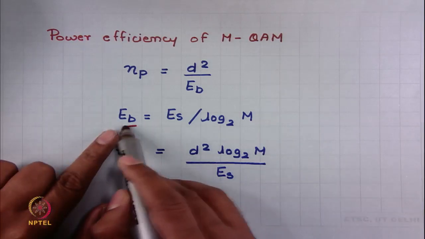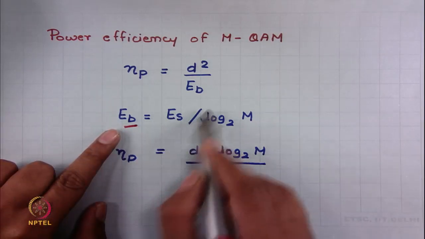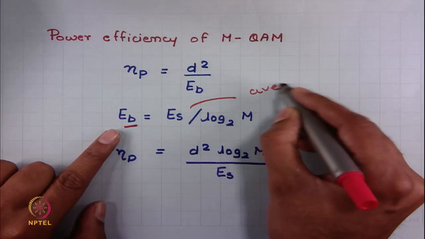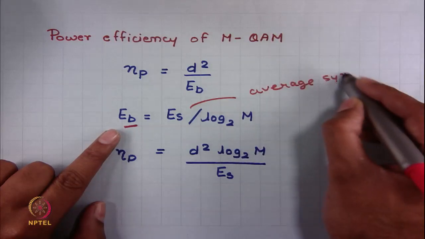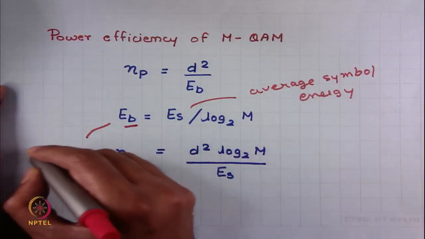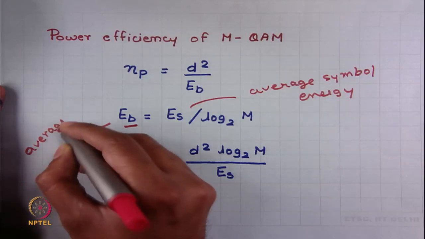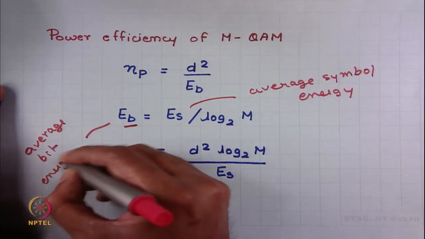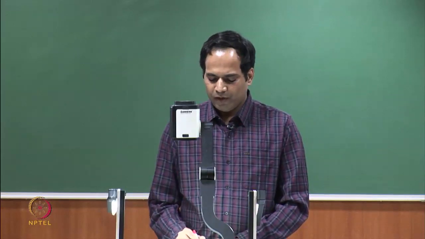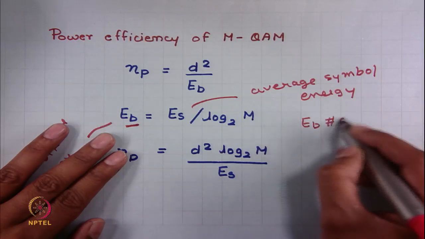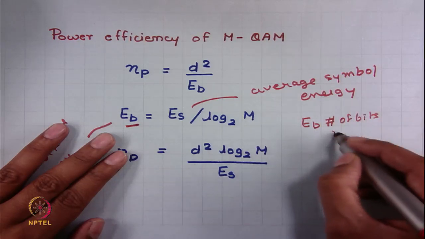And what is this Eb? Eb is Es by log to the base 2 of M. So, Es is the average symbol energy and Eb is the average bit energy. Sometimes I also call this average bit energy as bit energy, because it is obvious that we are only interested in average quantities, right. So, this average bit energy should be the number of bits in a symbol.